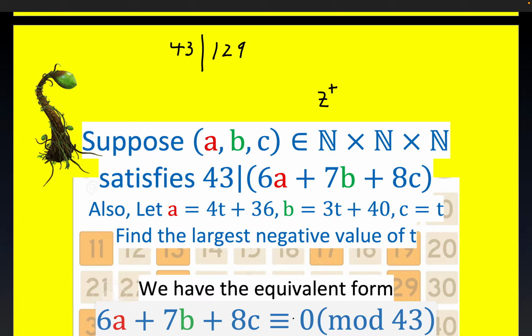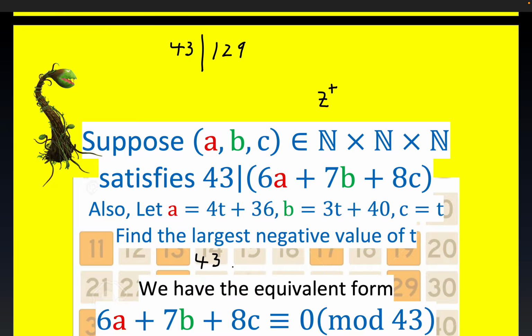This reads 6a plus 7b plus 8c is congruent to 0 mod 43. But what that means is that 6a plus 7b plus 8c minus 0 is a multiple of 43. So we're turning divisibility into an equation form here, which turns out to be quite useful. Let me just write down something that's important in terms of this part right here: find the largest negative value of t.